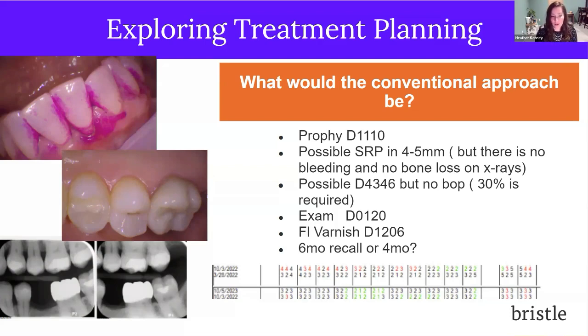And then you're going to do your exam. Maybe if you're in a traditional office, you're going to do a fluoride varnish because that's what people do. And then put her on a 6-month. Maybe you'll put her on a closer recall based on the periodontal charting.